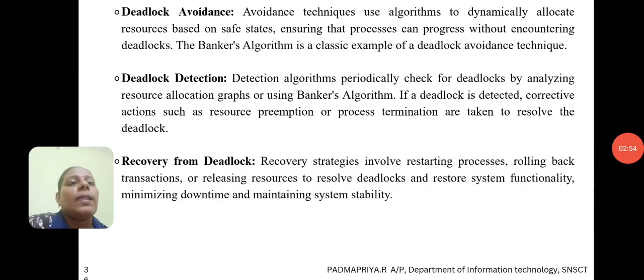Deadlock reduction. Deadlock reduction algorithms periodically check for deadlocks by analyzing resource allocation graphs or using Banker's algorithm. If a deadlock is detected, corrective actions such as resource preemption or process termination are taken to resolve the deadlock.